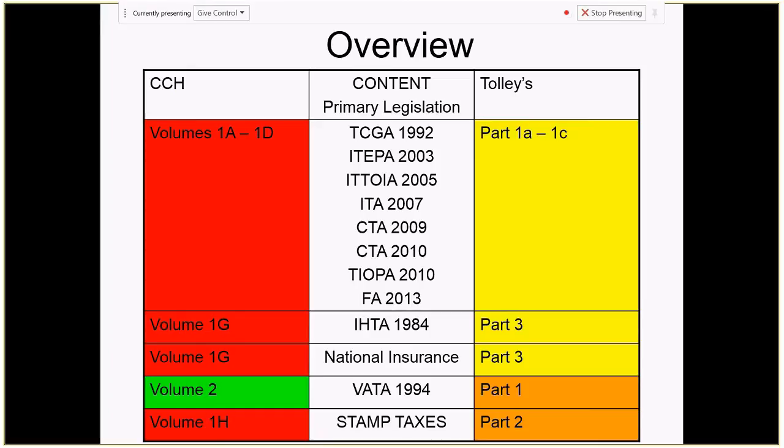Then you have your corporation tax, which is basically the same as ITTOIA really, adjustment of profit, and then the same as the Income Tax Act, charging to corporation tax. Then you've got your overseas stuff. Inheritance tax, that's somewhere else, so is national insurance, VAT and stamp taxes. But for income tax, CGT and corporation tax, they're all in parts 1 to C, chronologically in order.